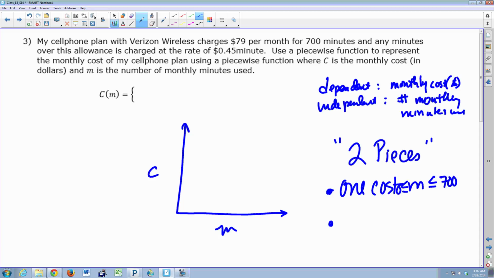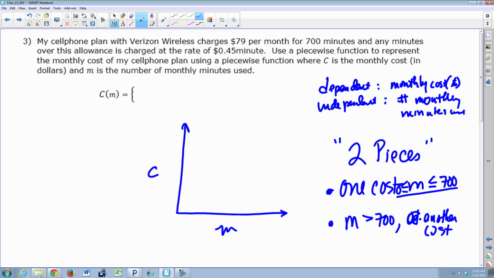And then what's the other situation, Cooper? No, just the other situation. I don't care about what the graph looks like. Just what's the one situation where I have one cost if I talk for. So if I talk for more than 700 minutes, I have another cost, right? Another cost. All right.